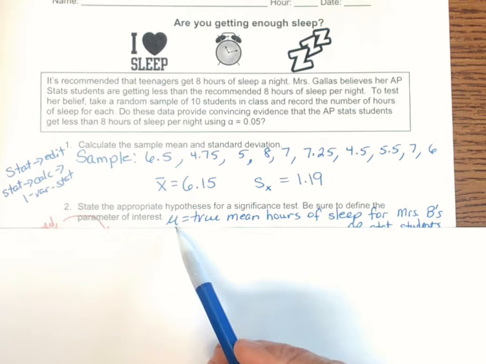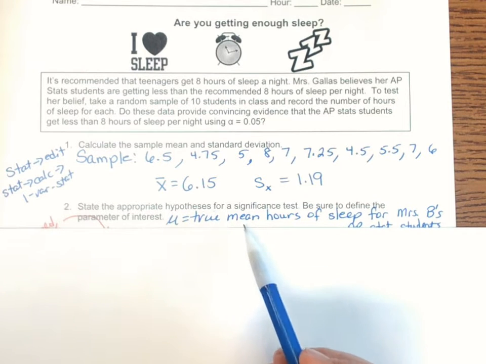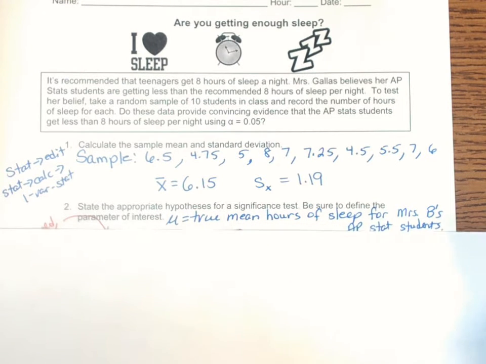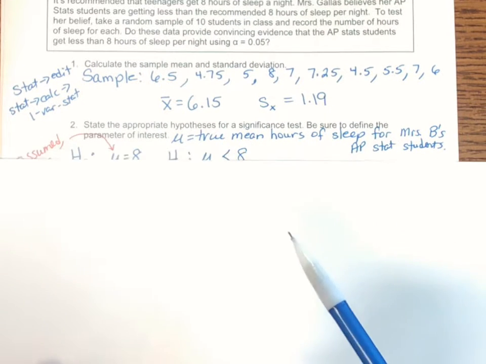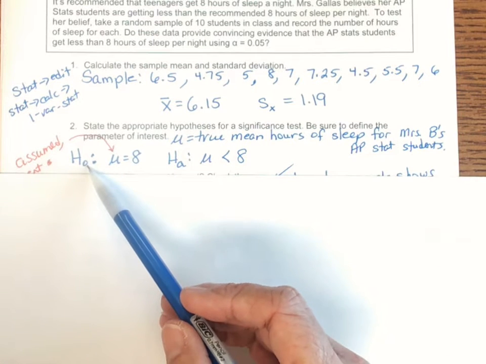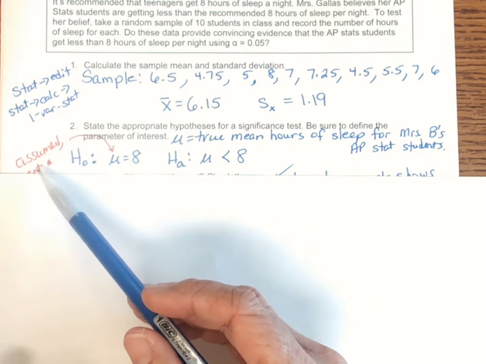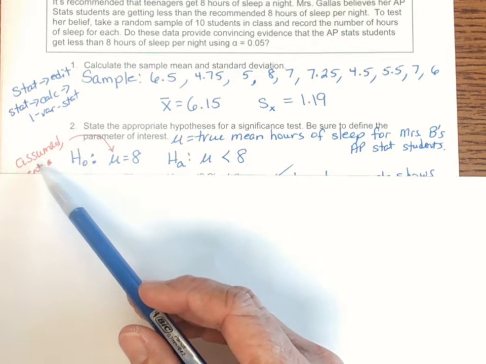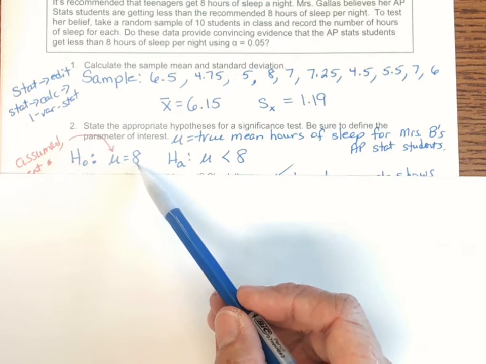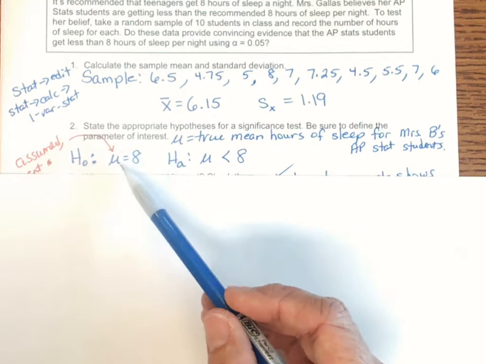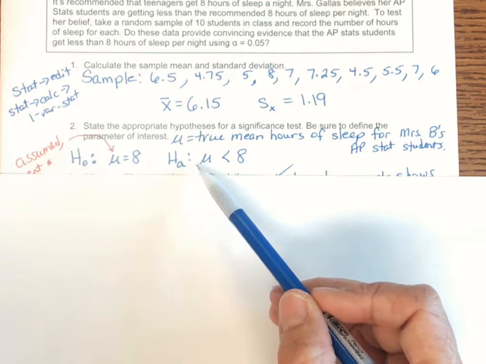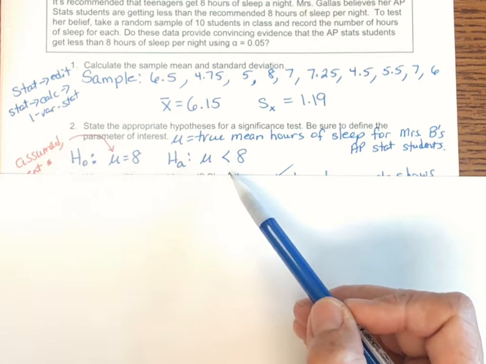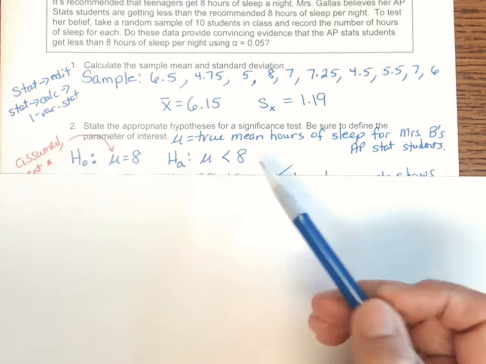So mu, because I'm dealing with means, represents the true mean hours of sleep for Mrs. Bolger's AP Stat students. I also have to define my null and alternative hypothesis. My null hypothesis is what's commonly held true or assumed, and that is that you get 8 hours of sleep. So mu equals 8 is my null hypothesis. The alternative hypothesis is mu is less than 8 because I believe you get less than 8 hours of sleep.